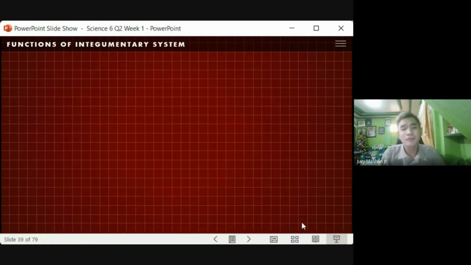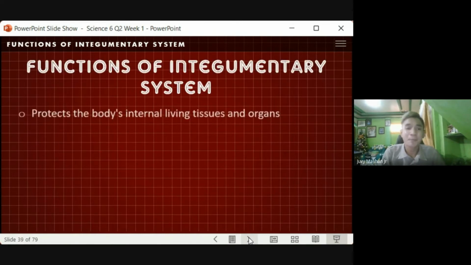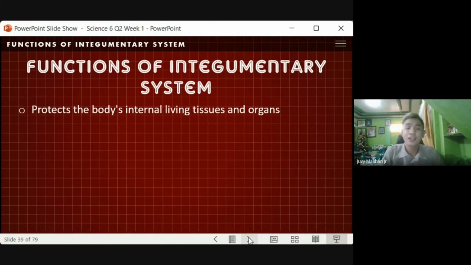So ano nga ba yung mga functions or major functions ng ating integumentary system? First, we have, class, protects the body's internal living tissues and organs. That is the primary function of the integumentary system, to protect the inside of the body from the elements in the environment, such as bacteria. We also have pollution, and of course, the harmful ultraviolet rays from the sun.